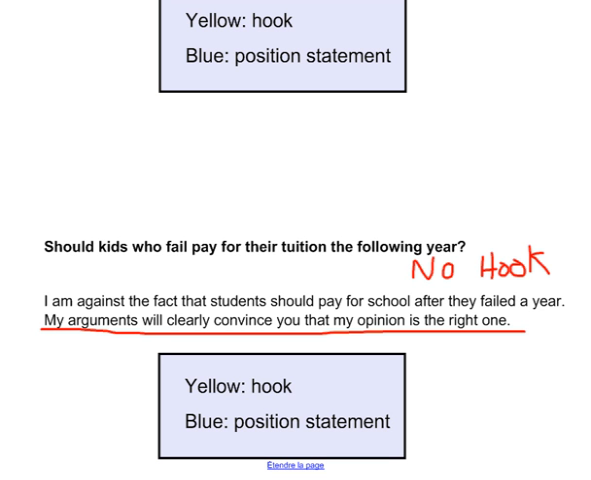In this introduction, we have no hook. The writer states his or her position, but then he uses the formula which we discussed earlier, in which you describe what you will do in the text, and he tries to convince the reader that his or her opinion is the right one. It doesn't have enough meat to it.